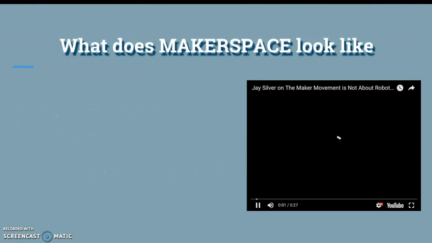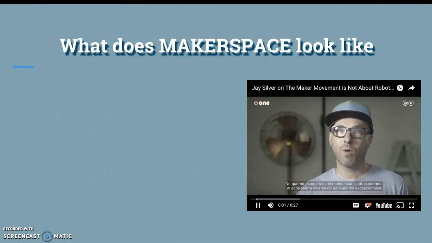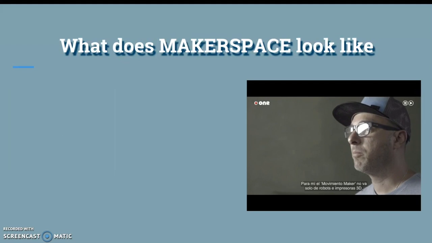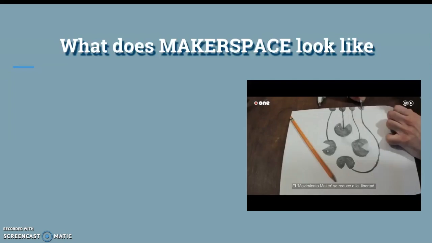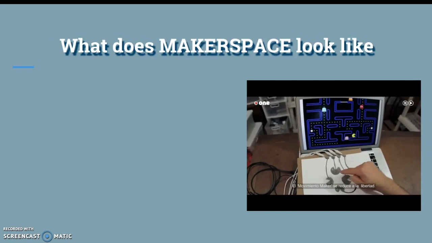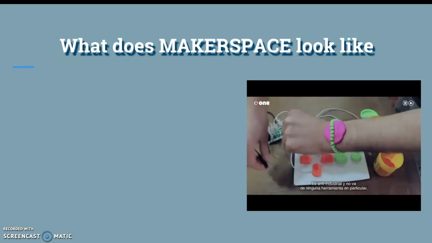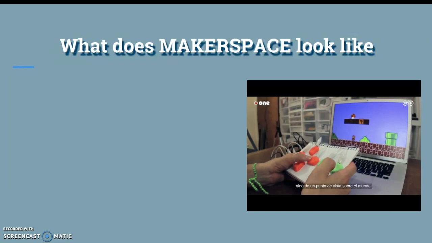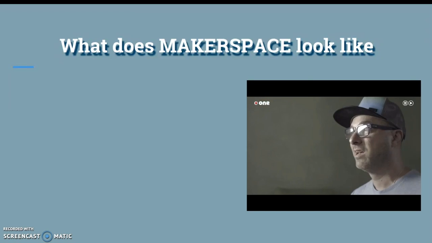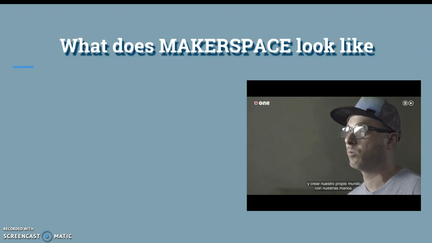So, what does MakerSpace look like? We don't want everybody the same. We want a diverse ecosystem of unique thinkers. For me, the maker movement isn't about robots or 3D printers almost at all. The maker movement really comes down to freedom. The freedom for us with our hands to make the world we live in. It's anti-industrial, and it's not about any one specific tool. It's about a viewpoint onto the world. It's about our opportunity to create our own viewpoint and create our own world with our hands.